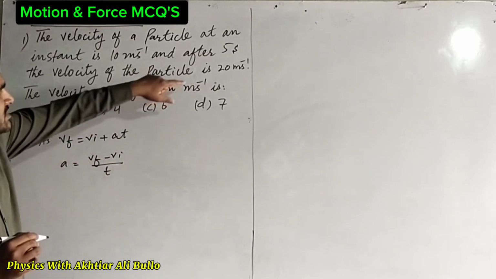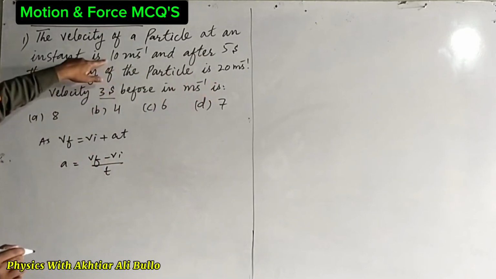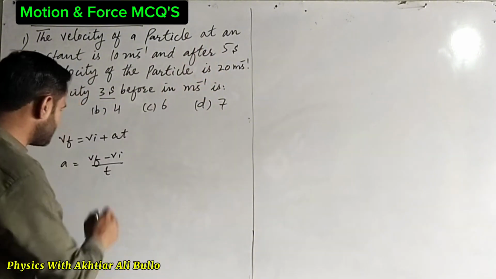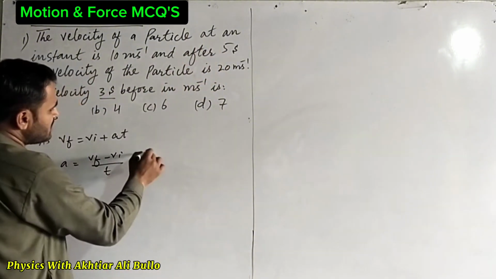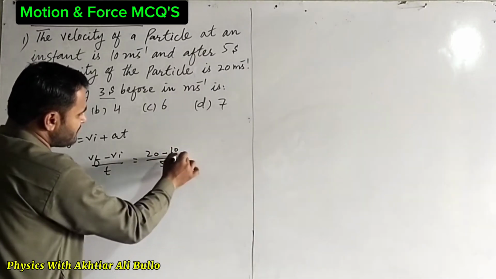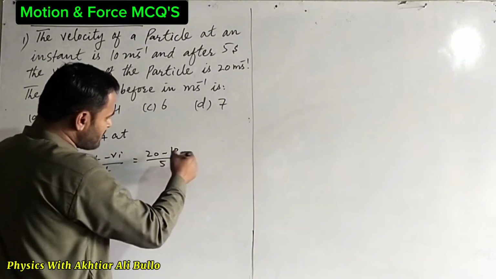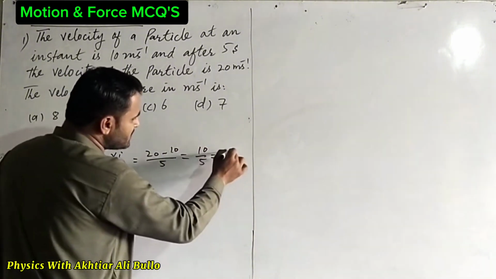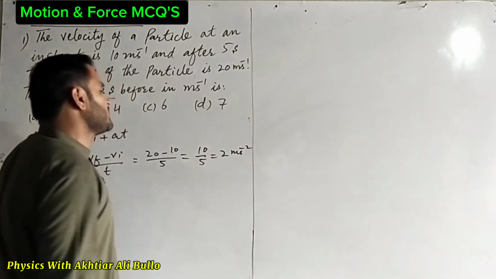So here Vf is 20 meter per second and Vi is 10 meter per second and time is 5 seconds. So by putting the values, 20 minus 10 divided by 5. So 20 minus 10 means 10 upon 5. So acceleration we obtained is 2 meter per second square.